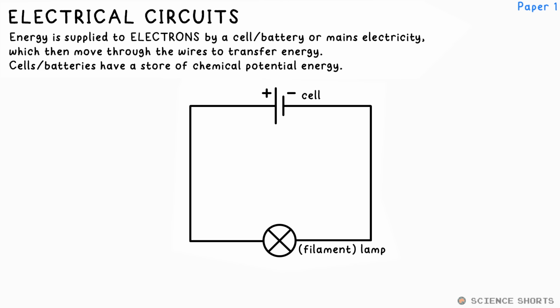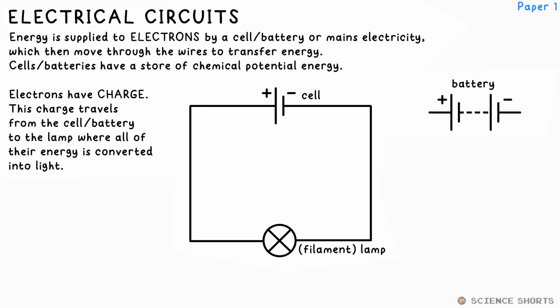Electricity is the flow of charge, or charges like electrons. They carry energy from a source of energy to a component. By the way, you're going to see me mix up cells and batteries in this video because they're just the same thing, really, and they do the same job. The battery has a store of chemical potential energy.